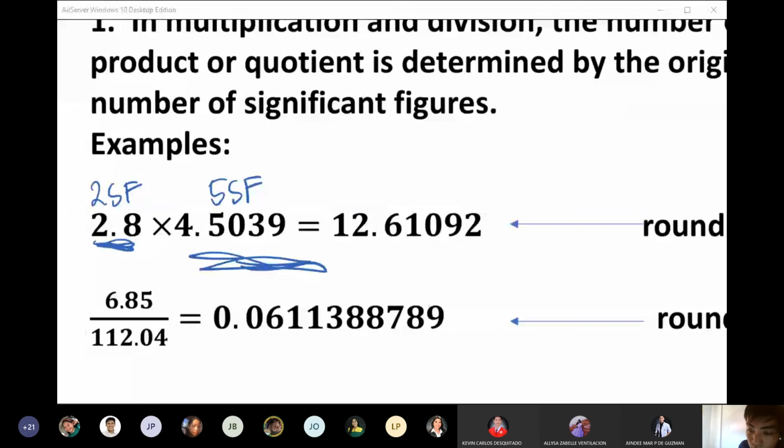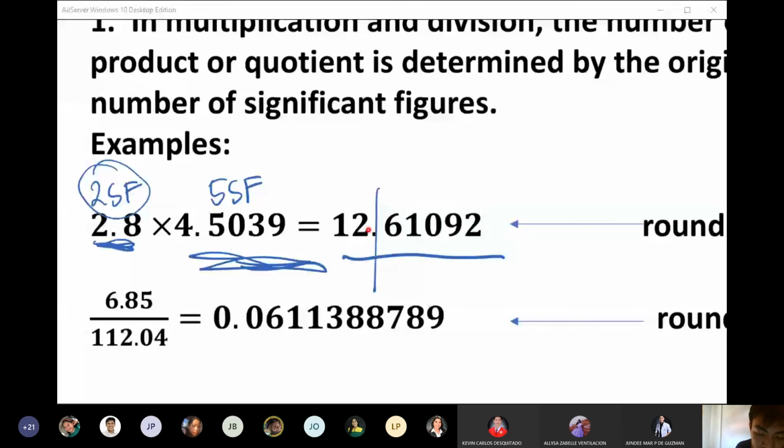Which of the two is the smaller? Which of the two is the least number of significant figures? Of course, the answer is 2 significant figures. So you multiply the numbers as is, but you represent your final answer with the least significant figures. So we need 2 significant figures. Let's start counting the significant figures. This is the first. This is the second. We end here.